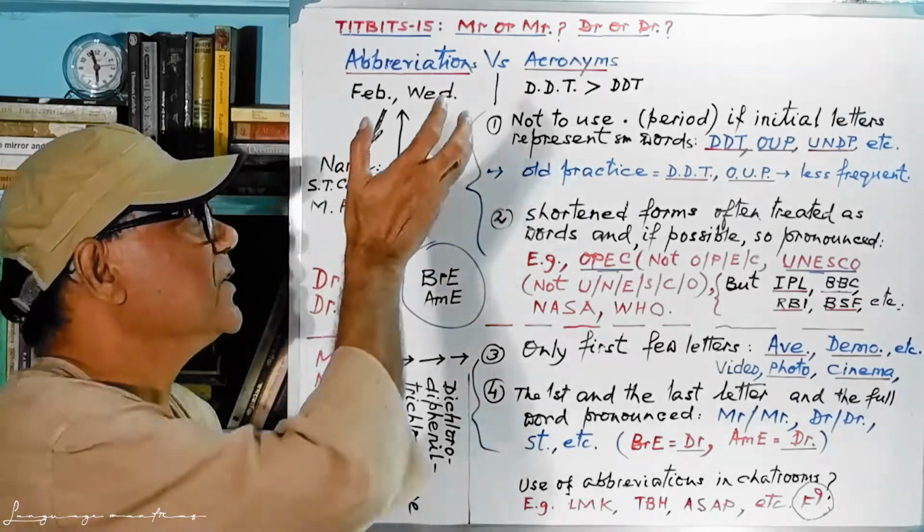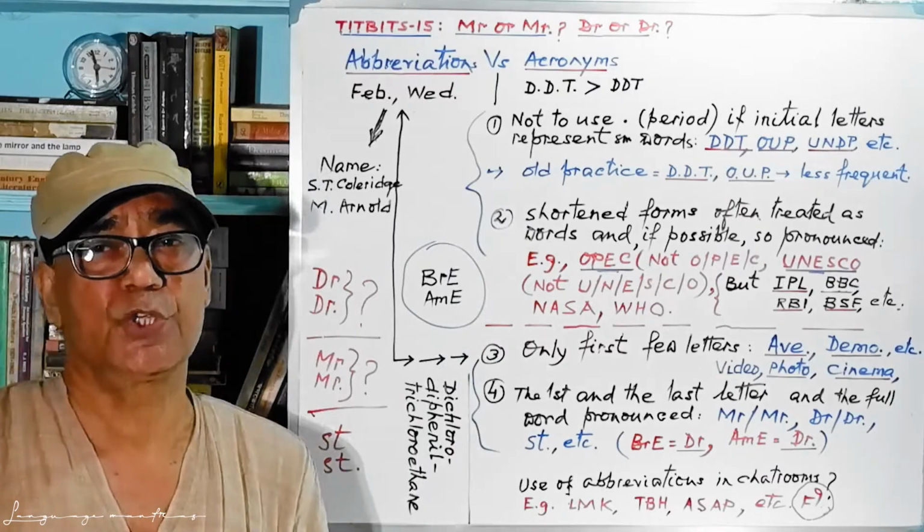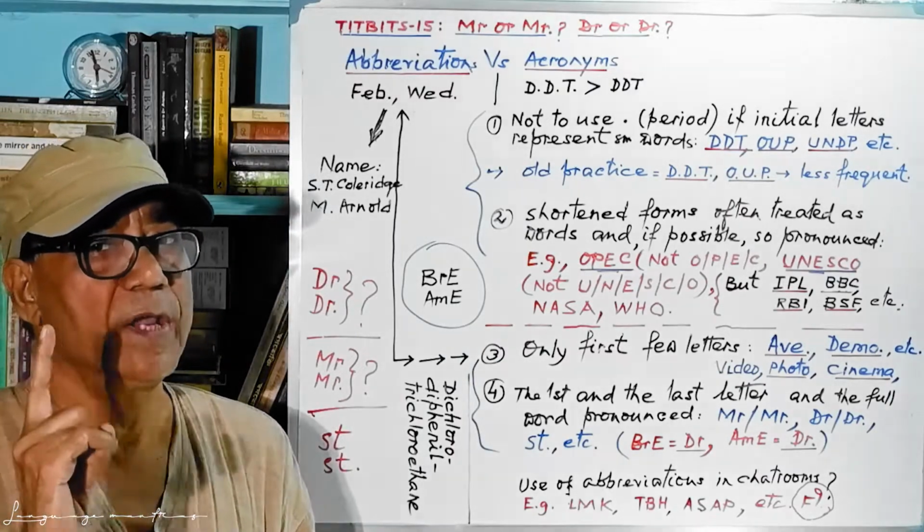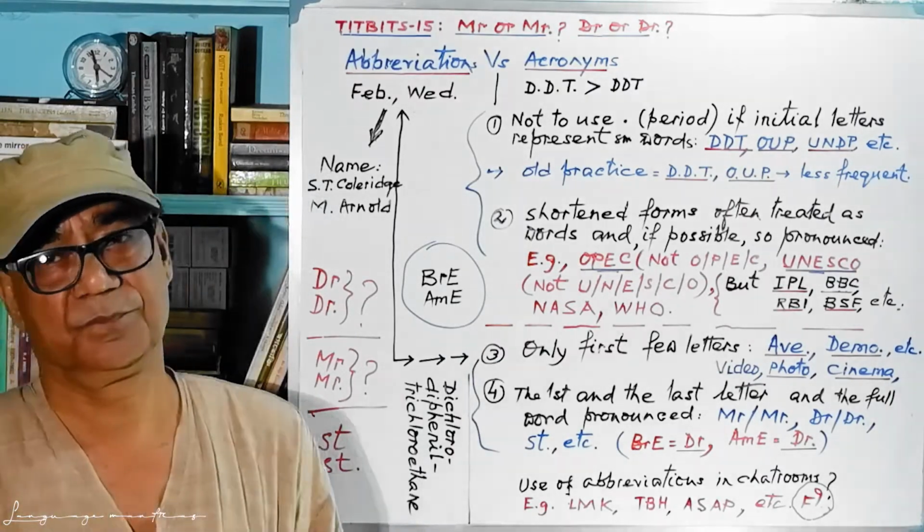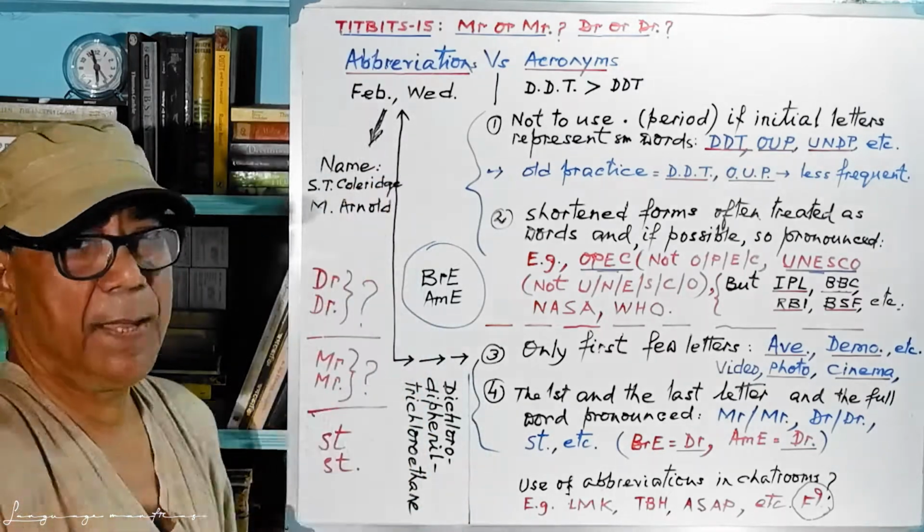Now we come to abbreviation. Abbreviation also shortens things, but it is always a single word, such as Feb.